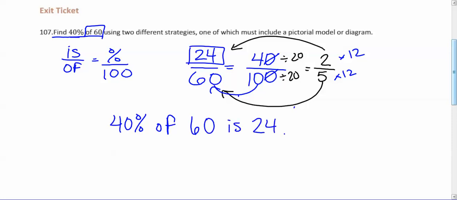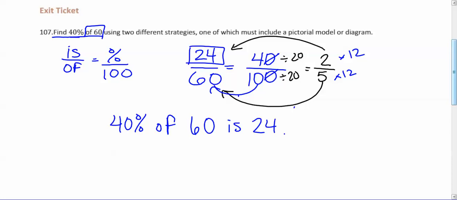So the setup is crucial on this. You've got to make sure you've set it up appropriately, otherwise you're going to get it wrong, okay? They could have easily said 24 is 40% of what number, right? They could have worded it like that and they would have had the 60 missing. Or maybe they said 24 is what percent of 60. They could have also worded it like that, and you just would need to know what to plug in.